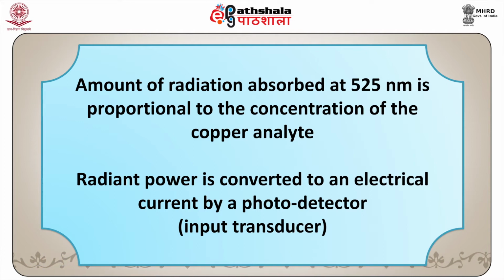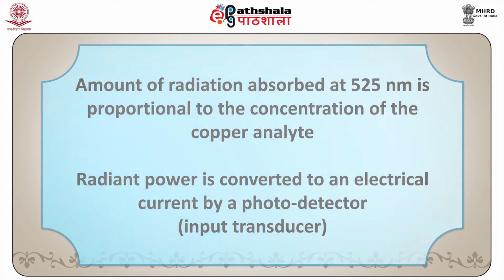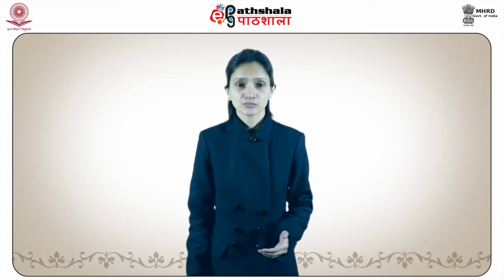The radiant power is converted to an electrical current by a photodetector, that is the input transducer. Electrical signal modifiers convert the current into a voltage, and after amplification and transformation to a logarithmic voltage, send it to the output transducer. This transducer may be a meter, a digital display, or a recorder.